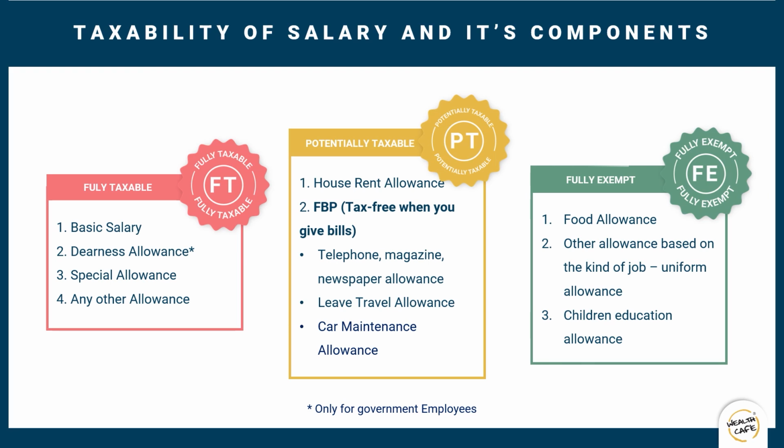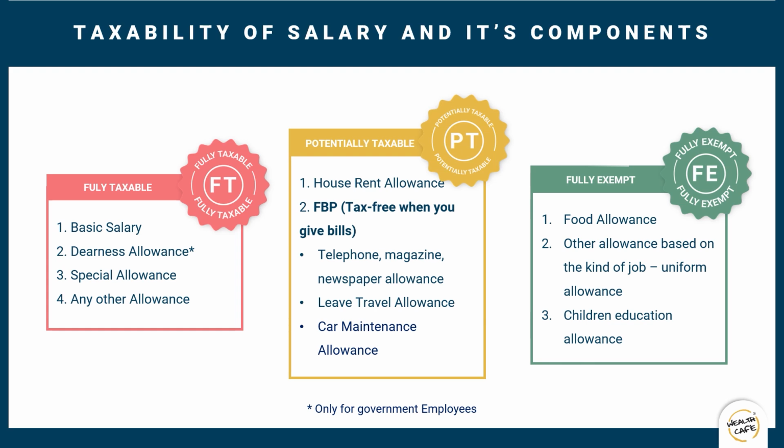If you shift your focus to the potentially taxable components of your salary, the first one here is your HRA or house rent allowance, and this is the most important component of your salary, the component which can help you save taxes to the maximum amount. In addition to the HRA, you have the leave travel allowance, the car maintenance allowance, a food allowance, and a children education allowance.